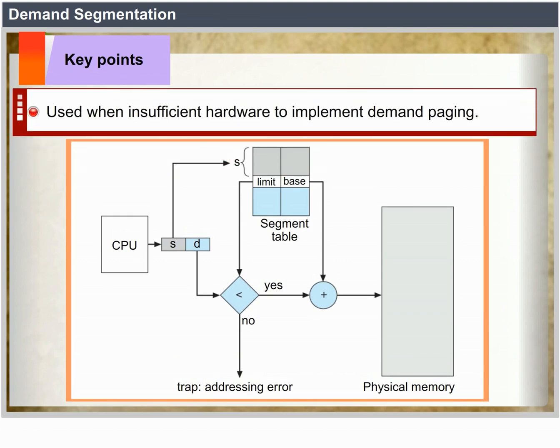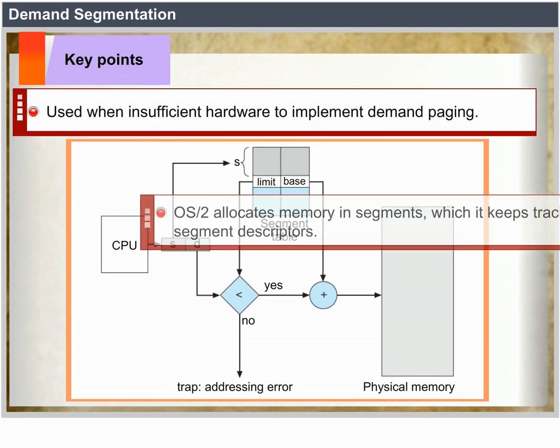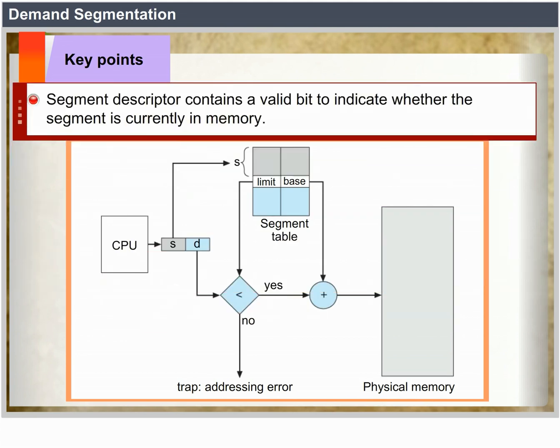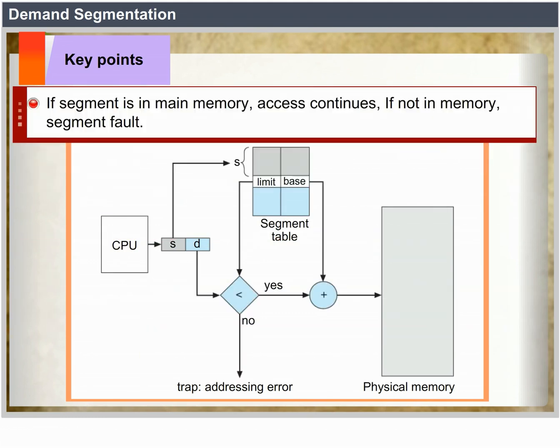OS/2 allocates memory in segments, which it keeps track of through segment descriptors. A segment descriptor contains a valid bit to indicate whether the segment is currently in memory. If the segment is in main memory, access continues. If not in memory, a segment fault occurs.